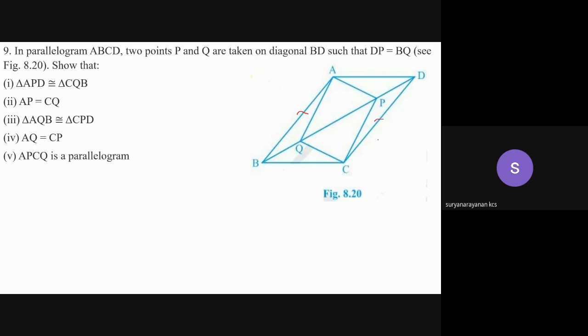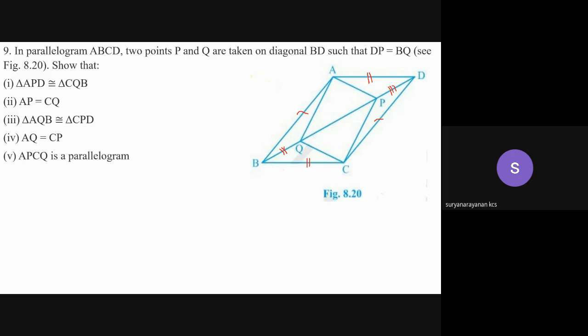AB, its opposite side is CD. And here BC, I am taking BC side. What is its opposite side? In this parallelogram ABCD, AD. Okay. And it is given that DP, this length DP, is equal to BQ. DP is equal to BQ. I am marking by same marks.